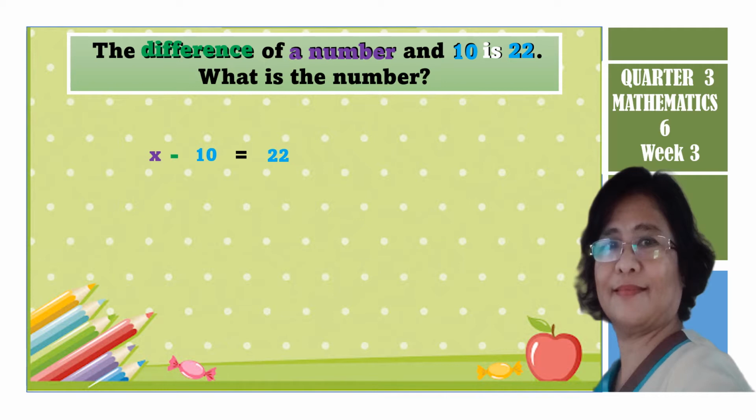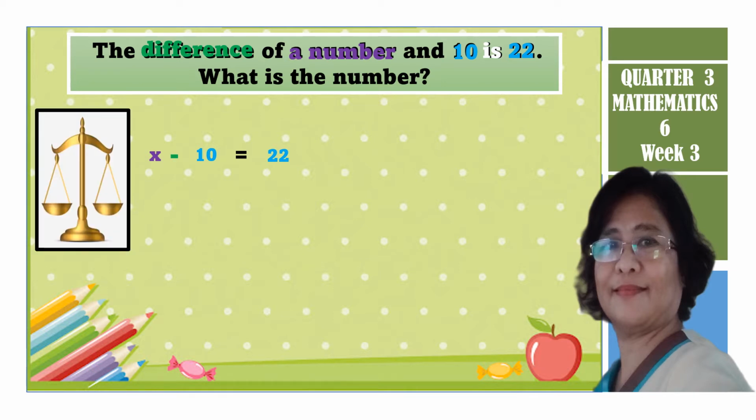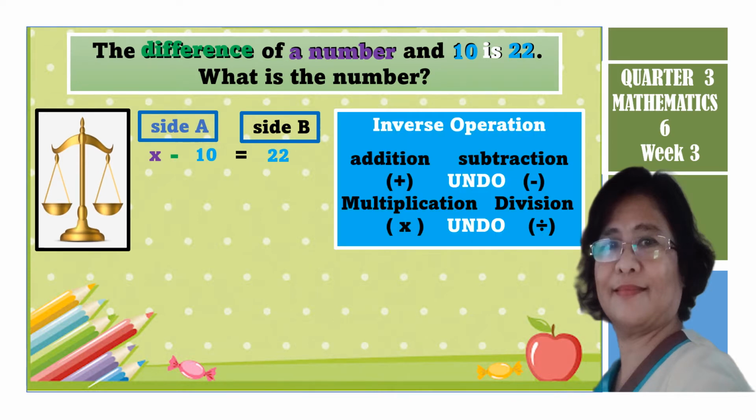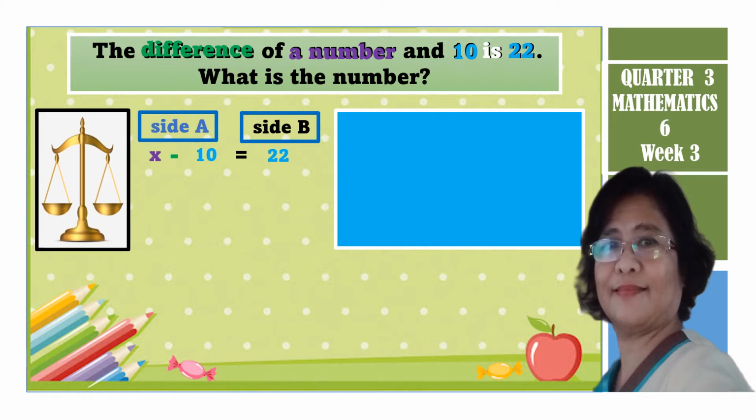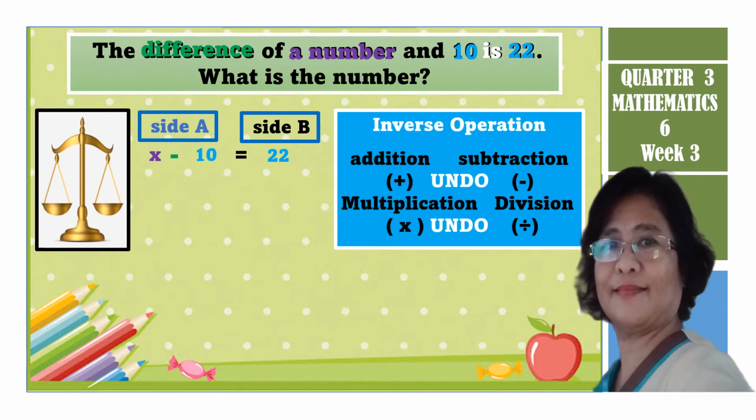For us to solve this equation, remember the balance scale, which means both sides are equal. Whatever is done on side A will be done on side B. We have to undo the operation or inverse the operation para ma-remove natin ang mga constant number at ang matira na lang ay ang value ng variables. Let us now solve the equation.